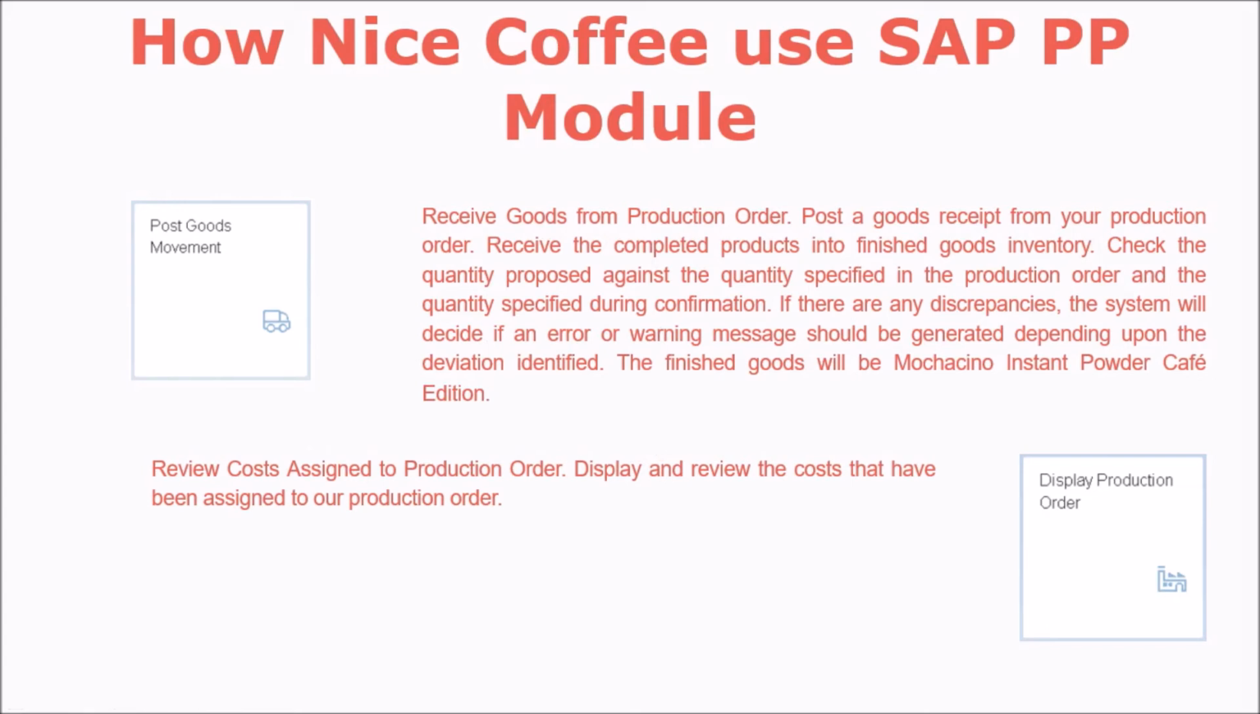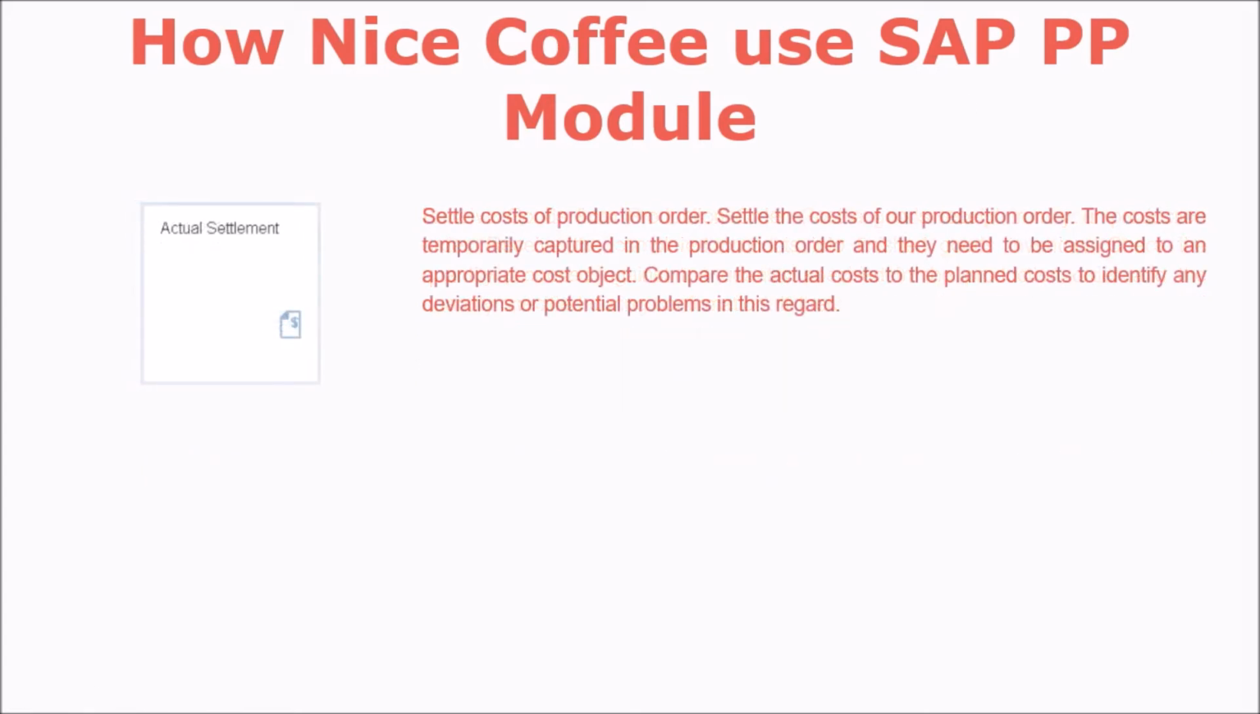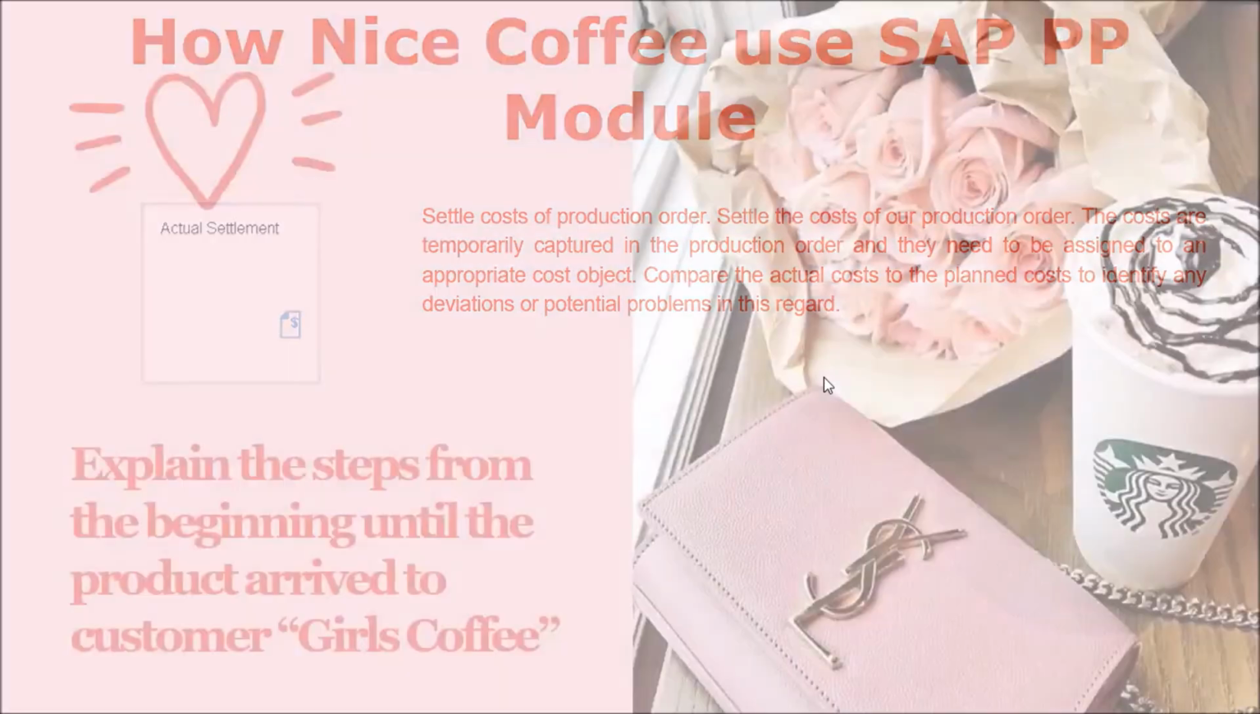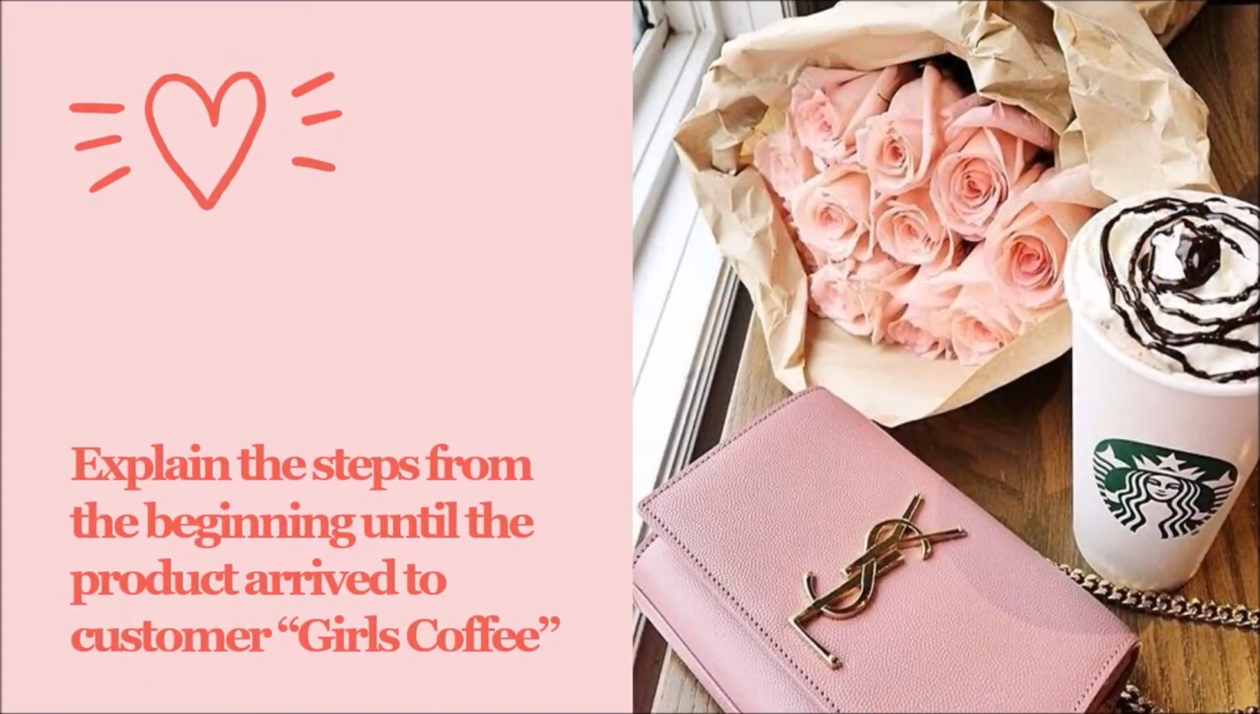And then review the cost assigned to the production order, display and review the cost, and then settle the cost of the production order. And then explain the steps from the beginning until the product arrives at the customer, Coffee. So that's our customer.